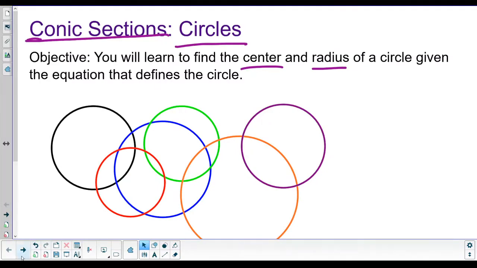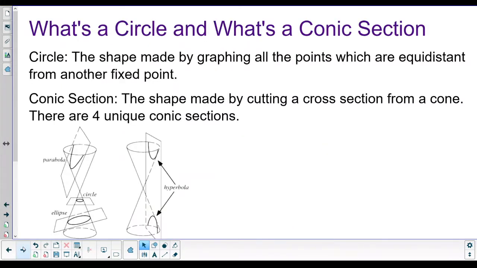So let's go talk about some vocabulary first, and then we will learn about circles. All right, so just in case your kindergarten teacher never told you what a circle is, a circle is the shape made by graphing all the points that are equidistant from another fixed point.